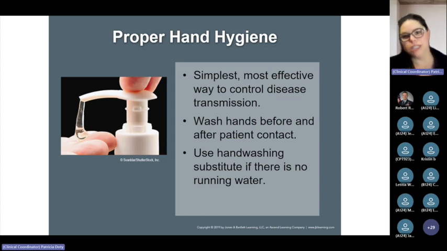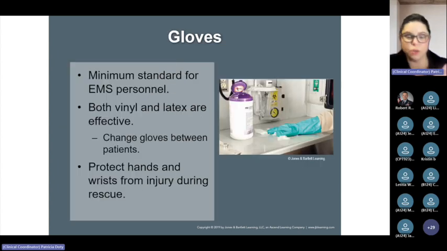It absolutely 100% is. Yes, it's great to have our alcohol-based stuff in the back of the truck, but it doesn't kill everything. So there's really just no true substitute for hand washing if you can have it. And like I said, you go to the hospital. There you go. There's running water.